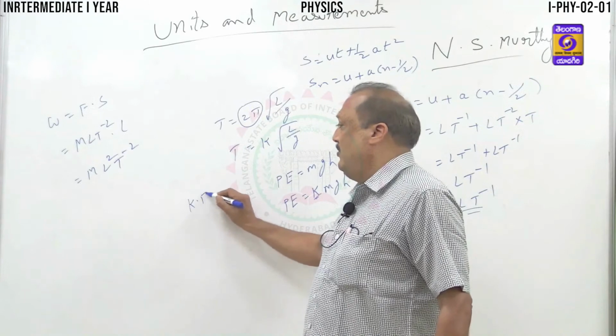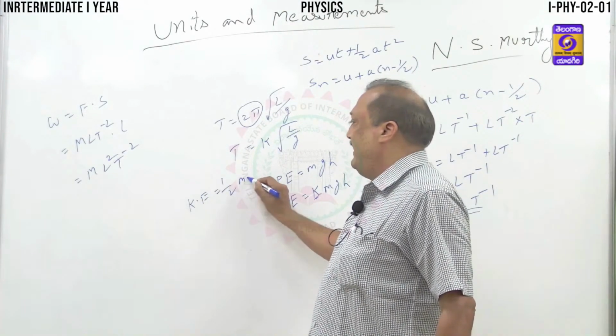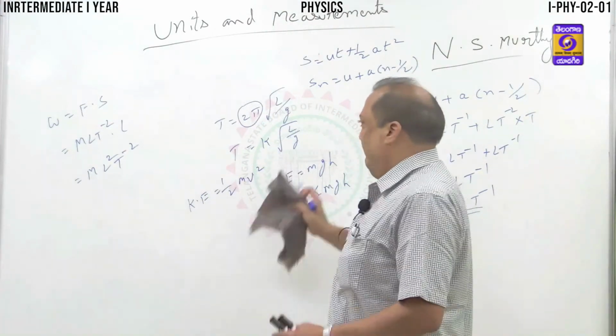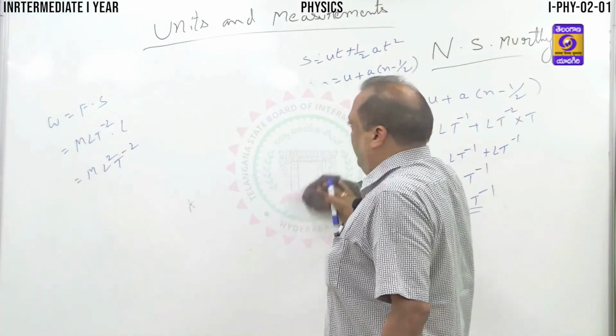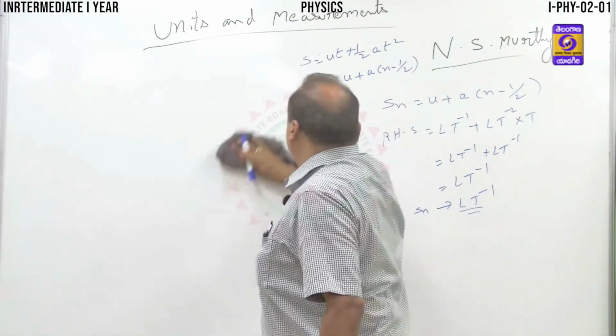Kinetic energy equal to half mv square. We can derive this equation. We can take one example. Look here.